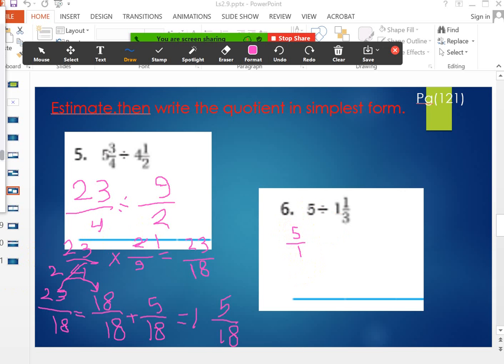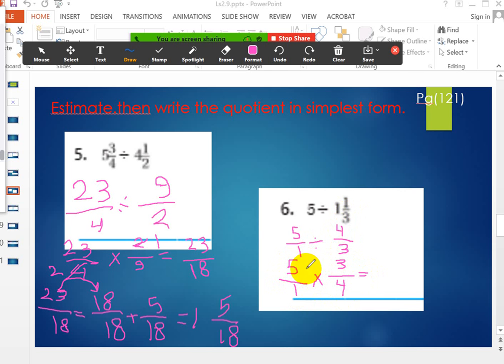Okay, let's choose Farah. Okay, Farah, help me please. Divided by 1 and 1 over 3, it will be what, Farah? 1 multiply 3 equals what? 4 over 3. Very good. 1 multiply 3, 3. Plus 1, 4. Now, let's convert from division to multiplication. 5 over 1 multiply 3 over 4. Very good.